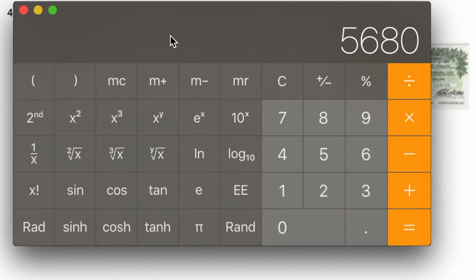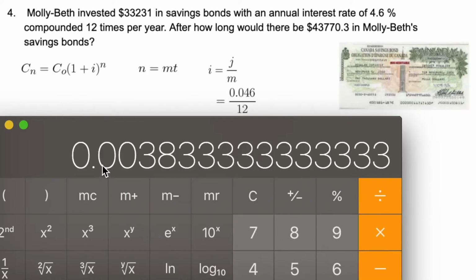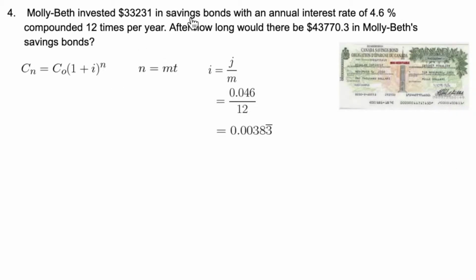That gives us 0.00383 repeating. Handy dandy calculator time. 0.046 divided by 12 is equal to 0.00383 repeating. Keep that number in your calculator. We know the n is n, and we know the i is really 0.00383 repeating. I can add 1 to this, and that's going to give me 1.00383 repeating.